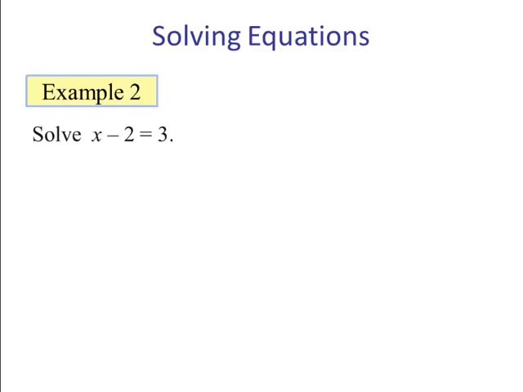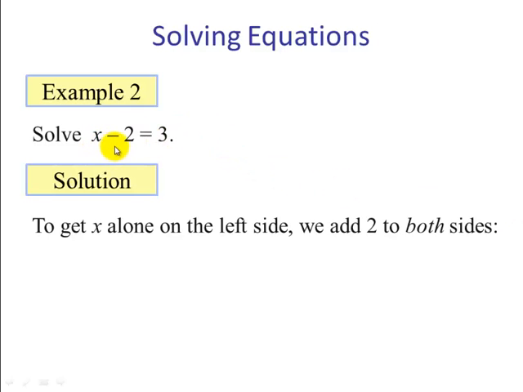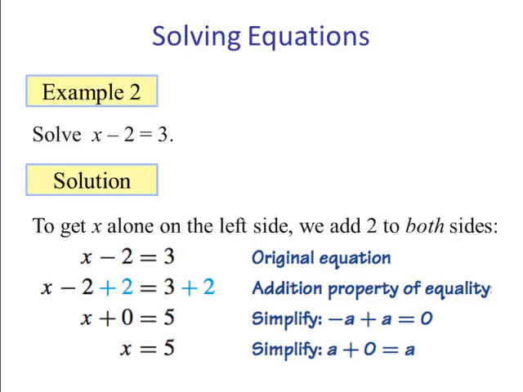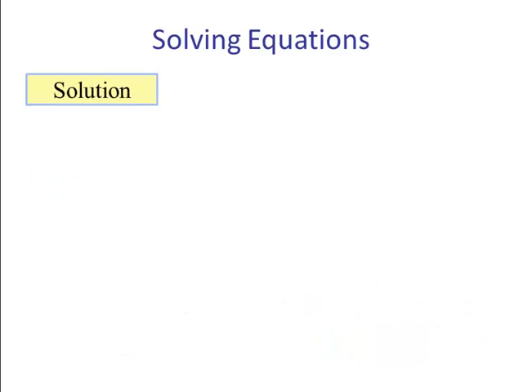Example 2, solve x minus 2 equals 3. Since x is on the left-hand side of the equal sign, we need to get rid of all the numbers that are on the same side of the equal sign. So the opposite of subtracting 2 is adding 2. So we're going to add 2 to both sides of the equation, and we get x equals 5. So the solution to this equation is x equals 5.